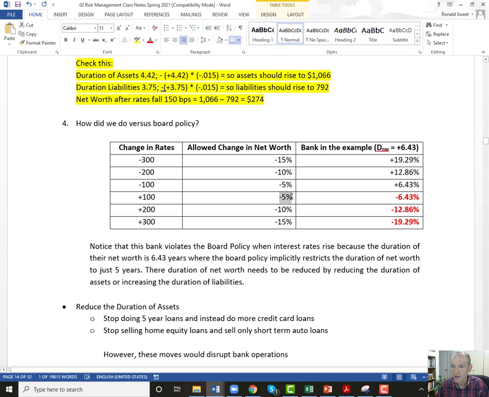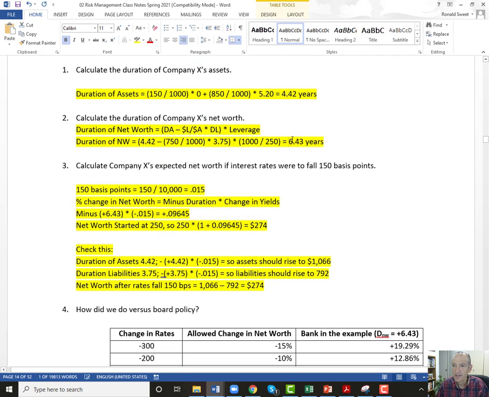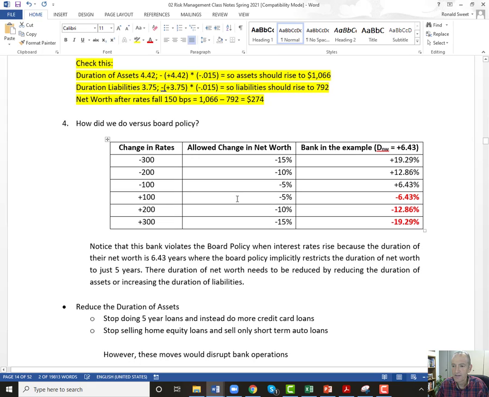With positive 5-year duration, you have minus 5 times 0.01, you would lose 5%. You'd be in compliance. This bank's duration of net worth is not 5 years. It's 6.43 years. And because it's 6.43 years, it's over the bank's policy limit, so they're out of compliance. The duration of net worth is too high.